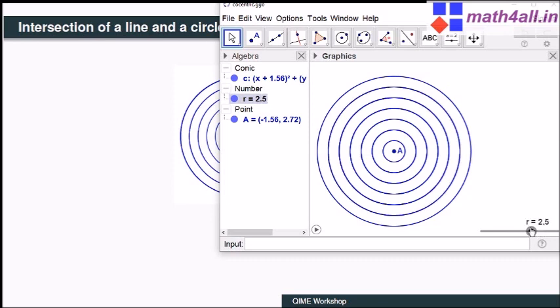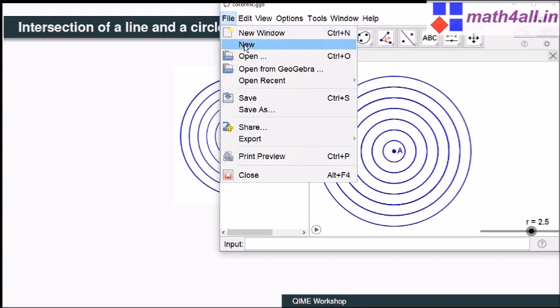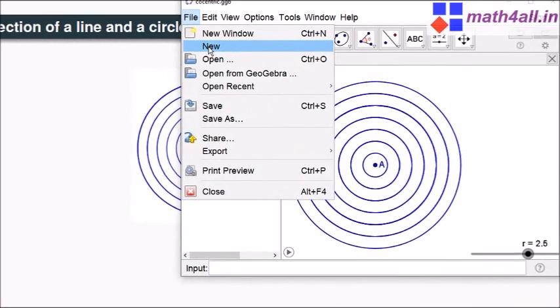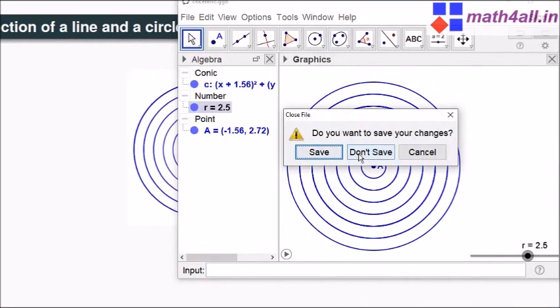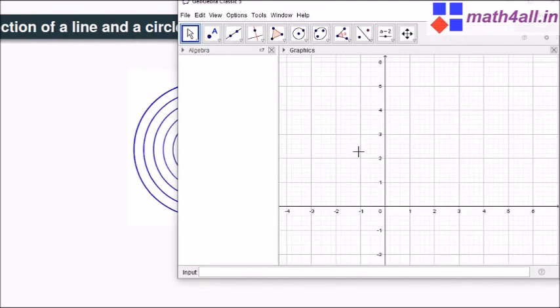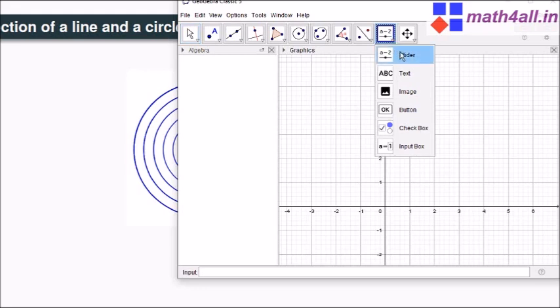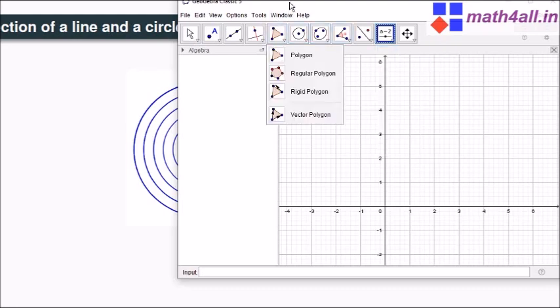So this is basically what I said. So this is circles, right? How did I do it? Let me show you how to make it. So let me click new, don't save. So this is what you get when you open GeoGebra.